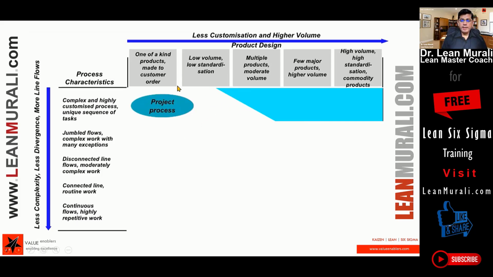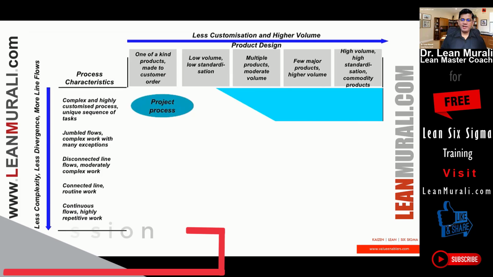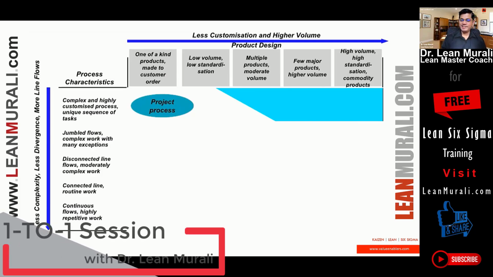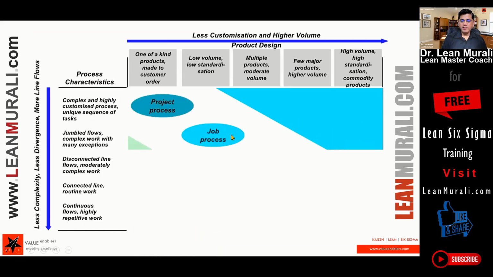So many times, if it is one product of a kind, it will be highly complex. This is called a project process. That's why somebody said machines, right? Specialized machines. Can we say an aircraft is a specialized machine? One aircraft. Then generally, if it is low volume, low standardized, it's like a job process, and a job process generally will have jumbled flows.